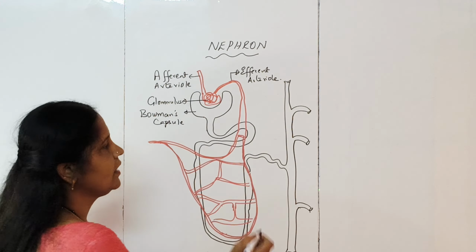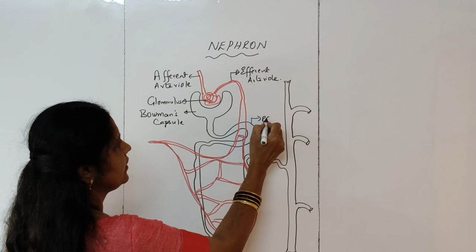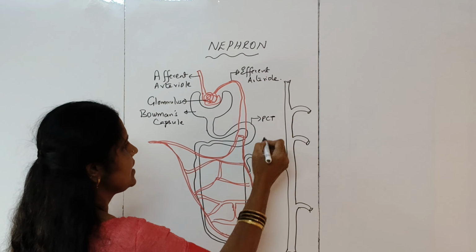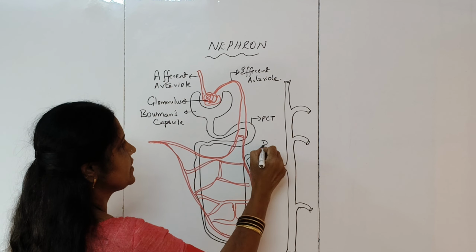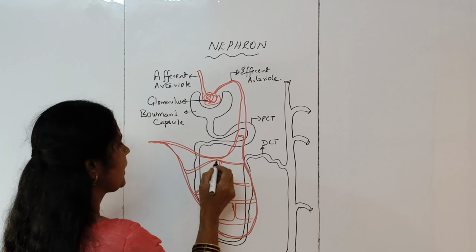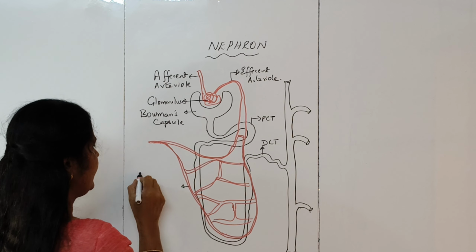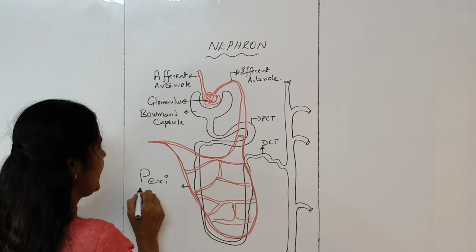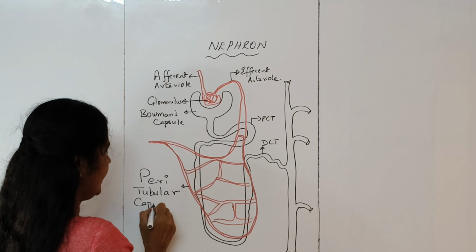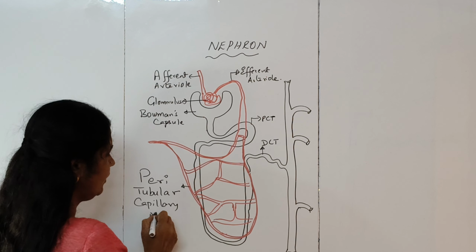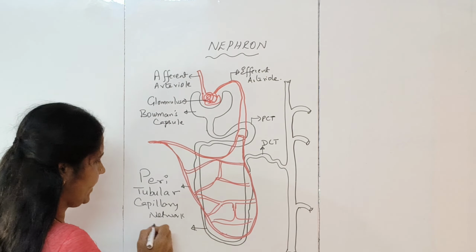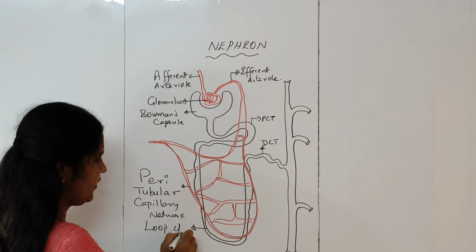Then next, this is the PCT portion, that is the proximal convoluted tubule portion. This is followed by the DCT portion, the distal convoluted tubule portion. Next, you can write the peritubular capillary network. This is the peritubular capillary network. Followed by this, we have the last labeling, that is the loop of Henle. So this is the loop of Henle.